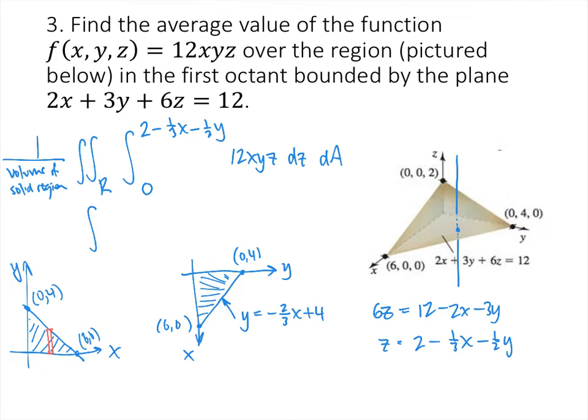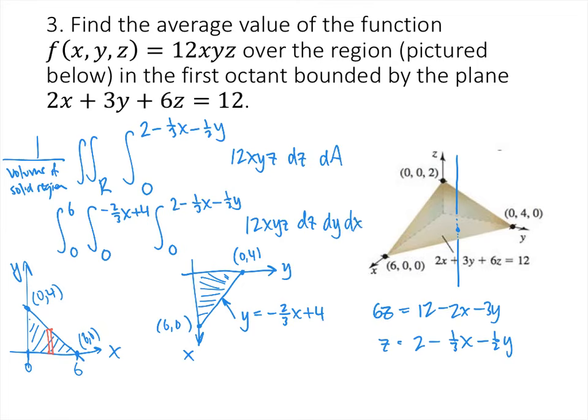So our double integral, this is the middle integral that I'm starting with here, the middle of my triple integral. The bottom of the slice is at y equals 0, the top of the slice is at y equals negative 2/3 x plus 4. And then the outermost integral, well, my minimum x value is 0, and my maximum x value is 6. So my outermost integral goes from 0 to 6. The innermost integral is still from 0 to 2 minus 1/3 x minus 1/2 y. We're still integrating 12xyz, and now our integral is dz, dy, dx.